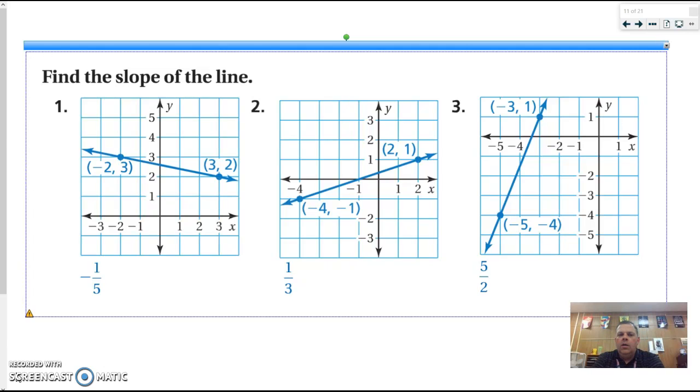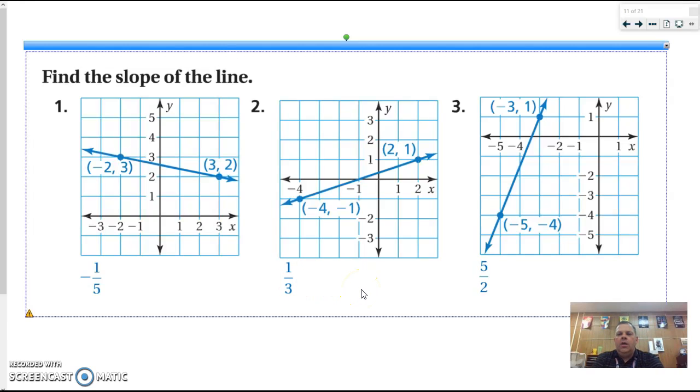In number 1, we have 3 minus 2 over negative 2 minus 3. The top is 1, the bottom is negative 5. Thus, it is a negative slope. In number 2, we have 1 minus negative 1 over 2 minus negative 4. 1 minus negative 1 is 2. 2 minus negative 4 is 6. When we simplify it, we get 1/3.